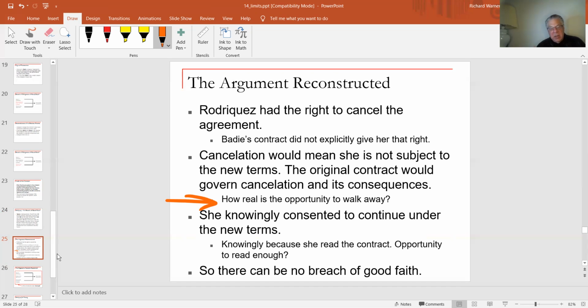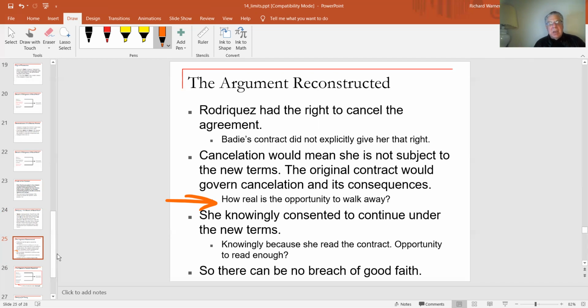So the court says she could cancel. She knowingly consented to continue under the new terms. She did read the contract, right? She read the contract. And then she says, okay, I'll continue under the new contract. So the court says, if she could get out because of the cancellation clause, she read the contract and said yes to it, where can there be a breach of good faith, a failure to respect a reasonable expectation? She knew what to expect because she read the contract. That's the court's argument. Right?